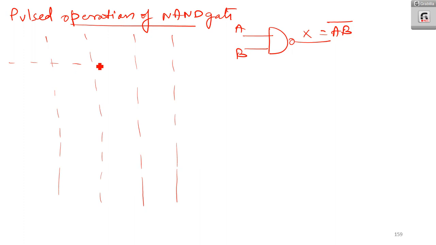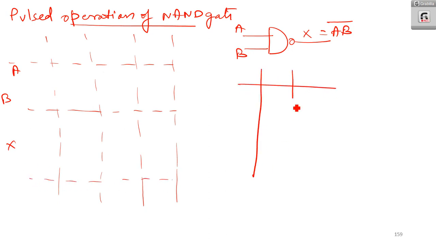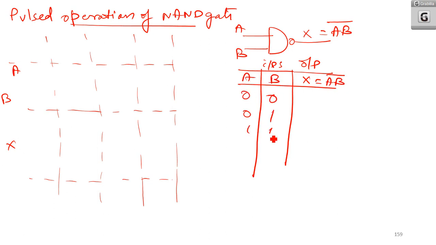So here you will get A and B. Here you will get S. Okay, it is easy if you draw the truth table also. Inputs, output. Output is S equal to AB the whole bar. A B: 0 0, 0 1, 1 0 and 1 1. 0 dot 0, 0 the whole bar, 0 the whole bar is 1. 1 1 1 0. Okay. So I will draw the pulse train.